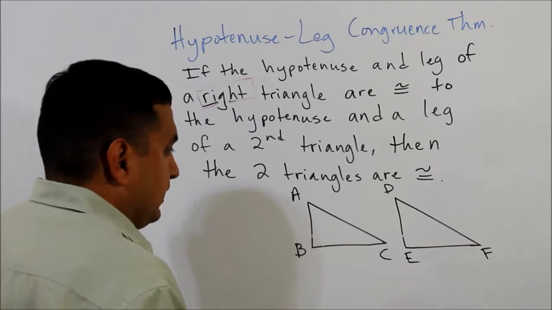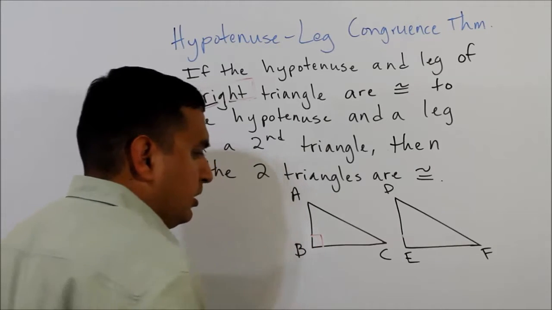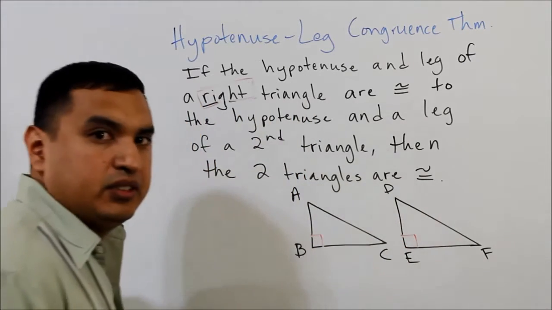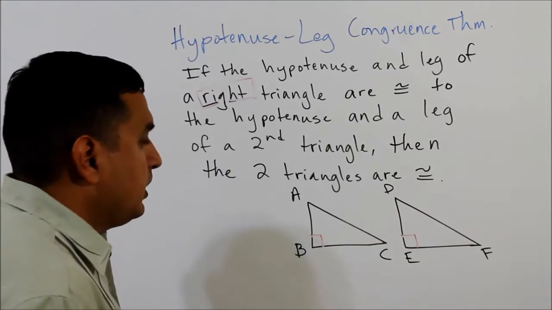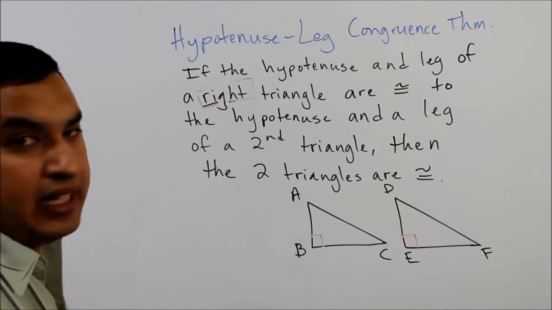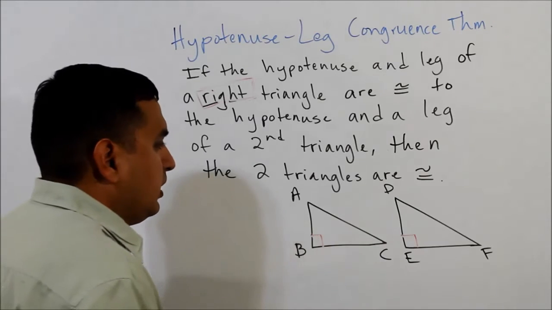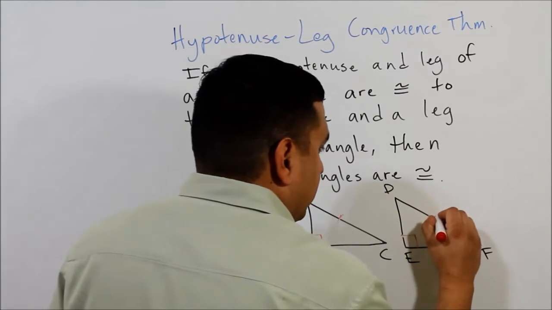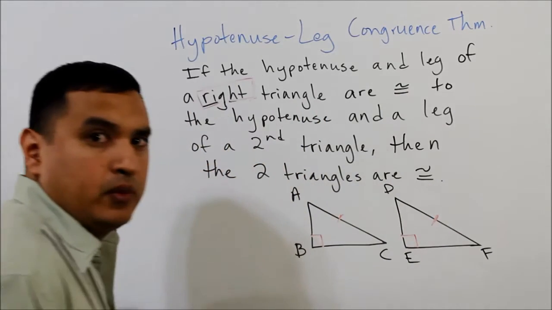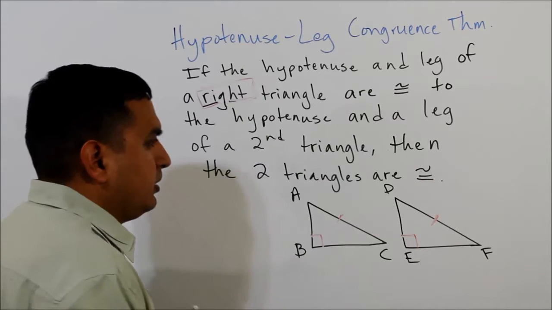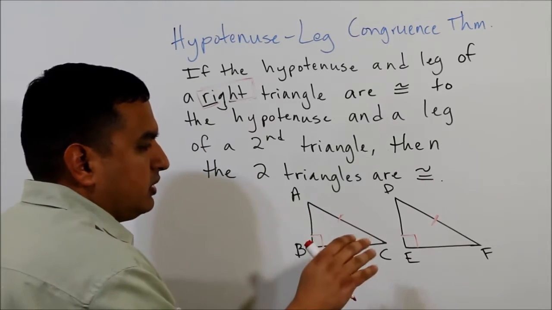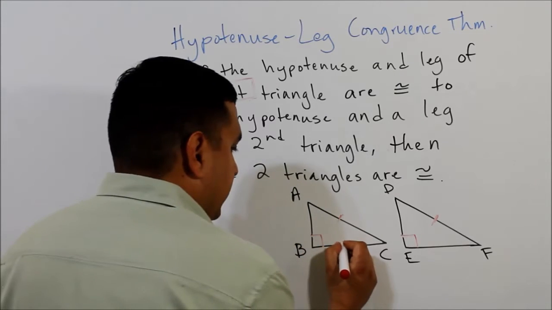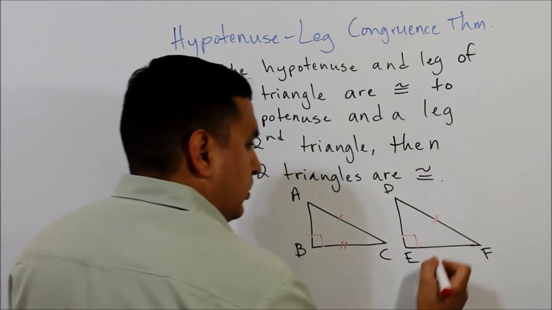So I'm going to go ahead and let angle B be 90 degrees. I'm going to let angle E be 90 degrees. All right. Next thing that has to happen is I have to know that the hypotenuse, segment AC, is congruent to the other hypotenuse, segment DF. Okay. And then I have another pair of legs that have to be congruent. So let's just say that BC is congruent to EF.